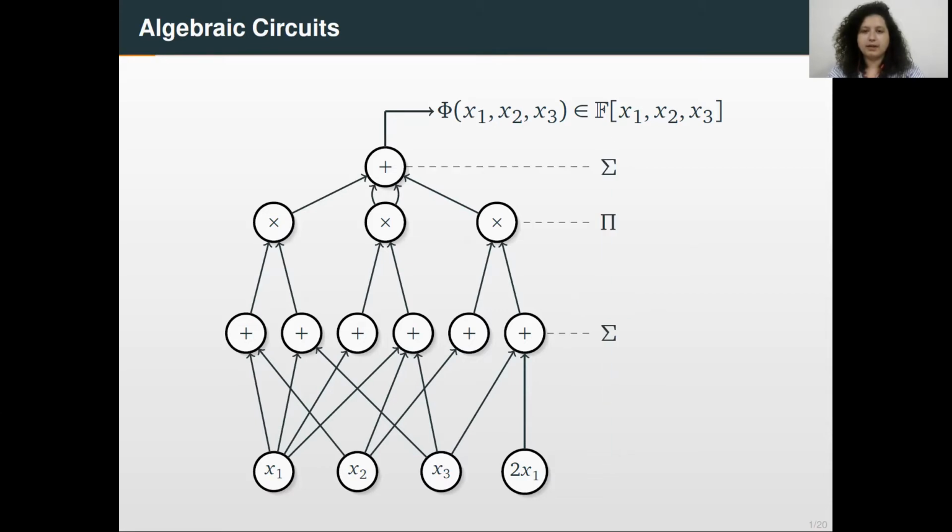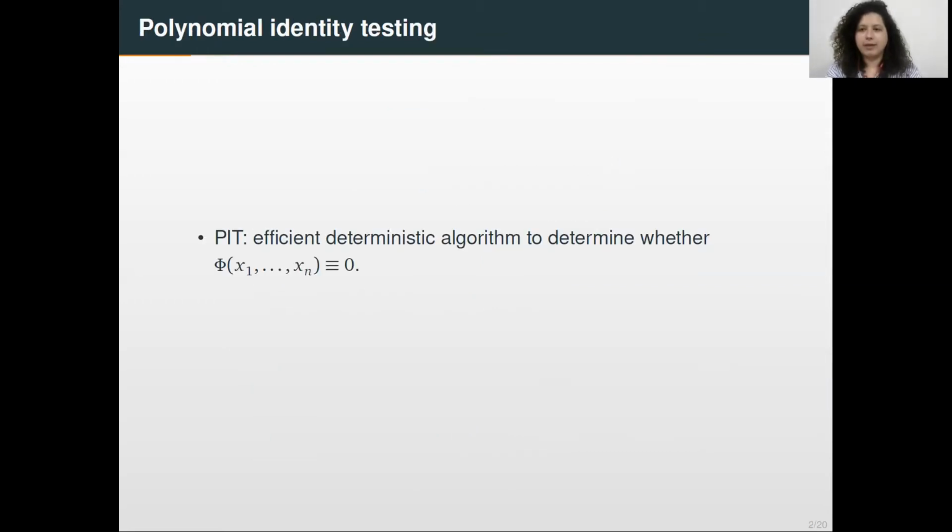For example, this is a sigma pi sigma circuit, a depth 3 arithmetic circuit, where the top layer is a sum gate, then the second layer consists of product gates, and then another layer of sum gates. The polynomial identity testing question asks you to devise an efficient deterministic algorithm to determine whether the output of the circuit is the identically zero polynomial. So, whether phi is identically zero.